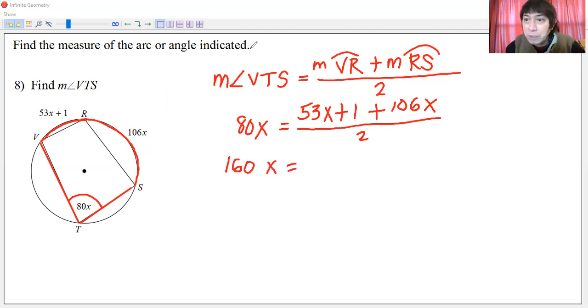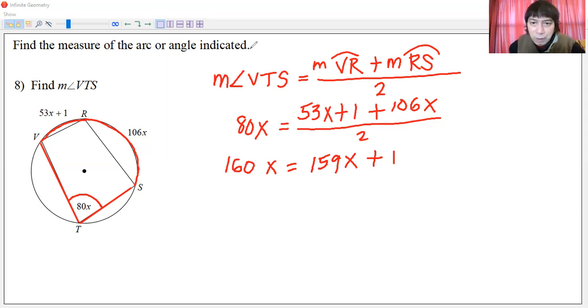And the right side of the equation will not have a fraction anymore, okay? And we will just combine 53 and 106. That should be 159x, and we still have the plus 1 there, okay? All right, I hope you were able to see my simplification there.